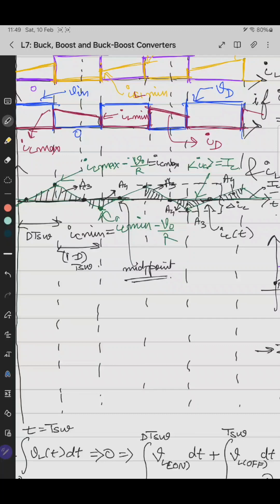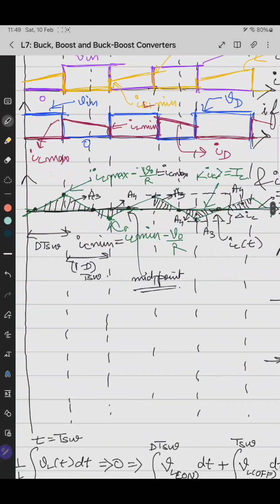This is exactly the midpoint. Why? Because we are making the average value 0. So the zero crossing happens exactly at the midpoint of this slope, this curve. Then it becomes slightly easy to find the areas. Now as this point is the midpoint, the average of these 2 points, and this point is the average of these 2 points, what we can do is, if this is one switching cycle, then this is half of it and this is half of it.